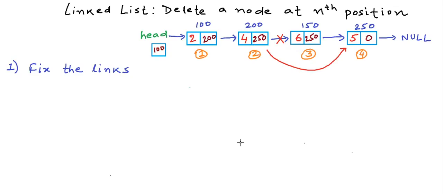Now, fixing the links is not good enough, because all that we do when we fix the links is that we detach the node from the linked list so that it is no more accessible, but it is still occupying space in the memory. As we know, a node is allocated space from what we call the dynamic memory, or the heap section of the memory. We have talked about this earlier.